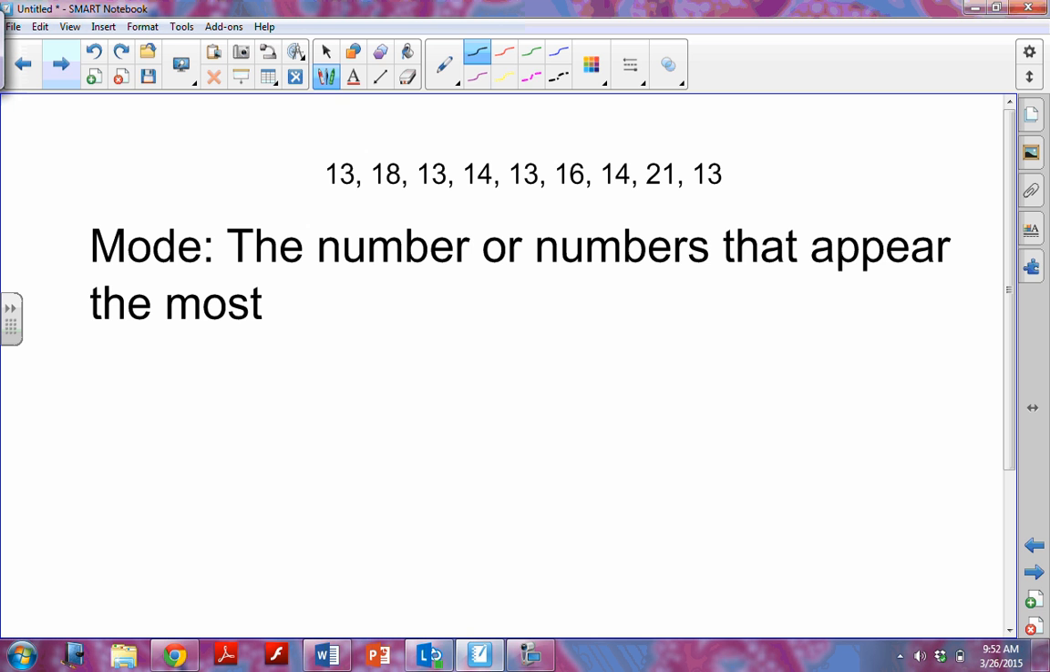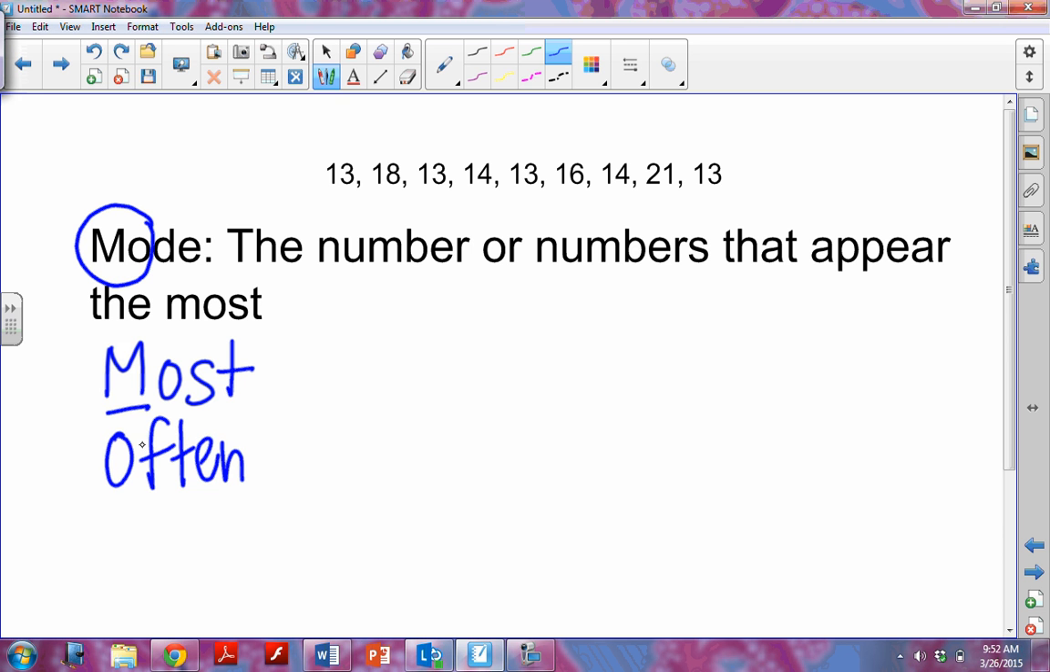Now let's take a look at the mode. The mode is the easiest one. The mode is the number or numbers that appear the most. I like to look at the first two letters of mode, M and O. I like to think of the mode as the number that is seen the most often. There's my M, there's my O. It's the number that I see the most.